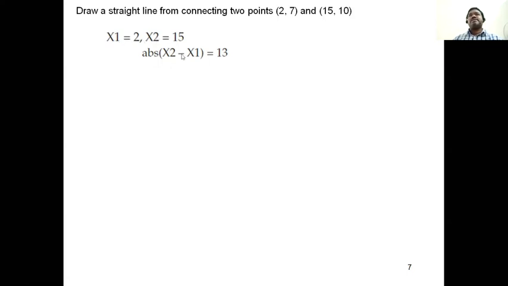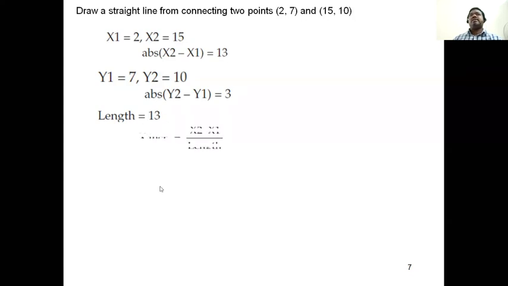You have to store this value for the sake of doing iterations. Now y1 is 7 and y2 is 10; the absolute difference between these two is 3. Now the length is the greater value of the difference between these two, 13 and 3. In this case, 13 is taken as length. The x increment is taken as x2 minus x1 divided by length. In this case x2 minus x1 is 13 and length is 13, therefore you will get 1.